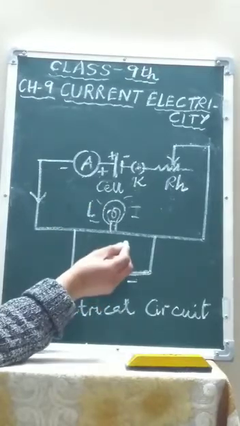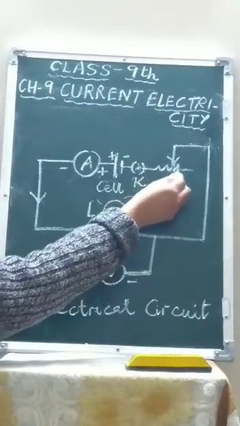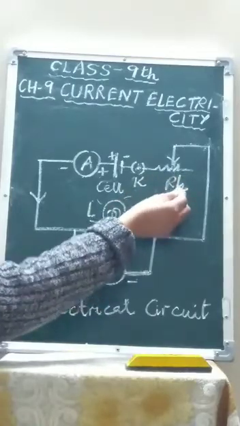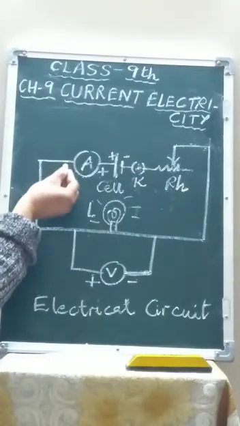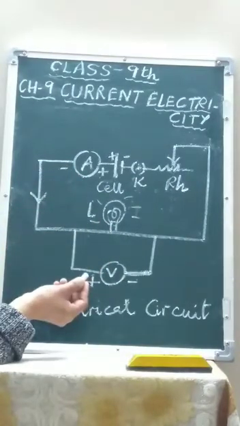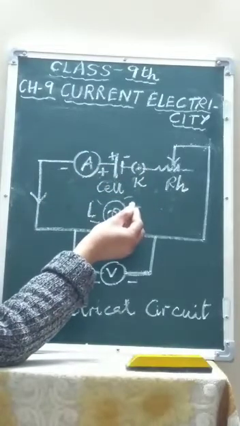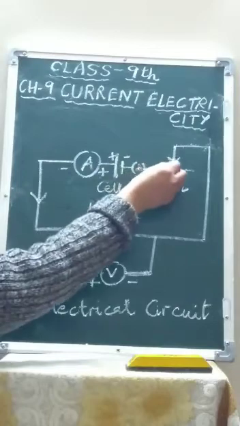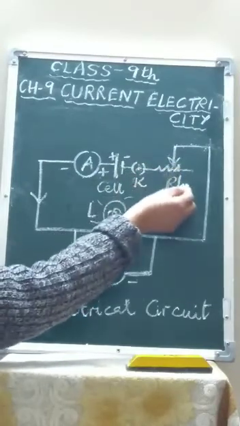Now, one more thing you can do, you vary the resistance of the circuit by sliding the variable terminal of the rheostat. You will see that the glow of the bulb will change as well as the readings of the ammeter and voltmeter. This variable terminal is called the jockey. You can slide it on the rheostat to get the required resistance.